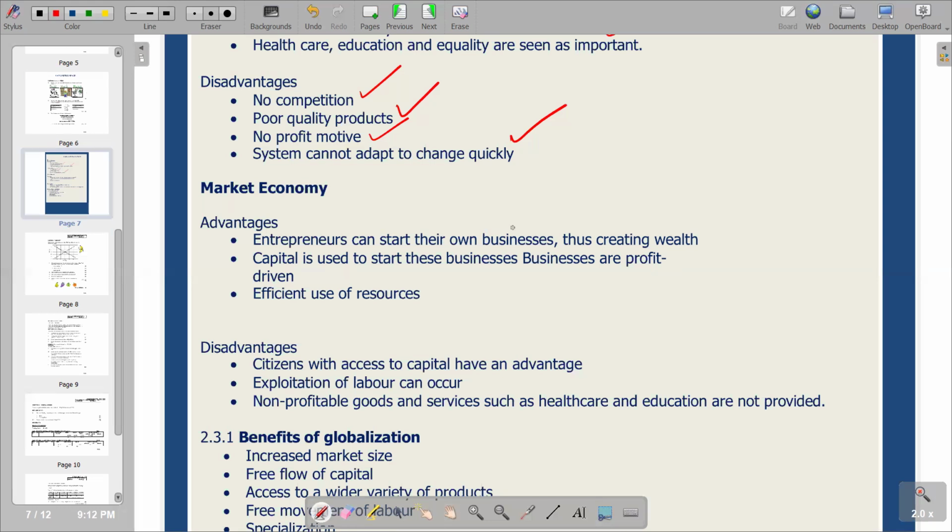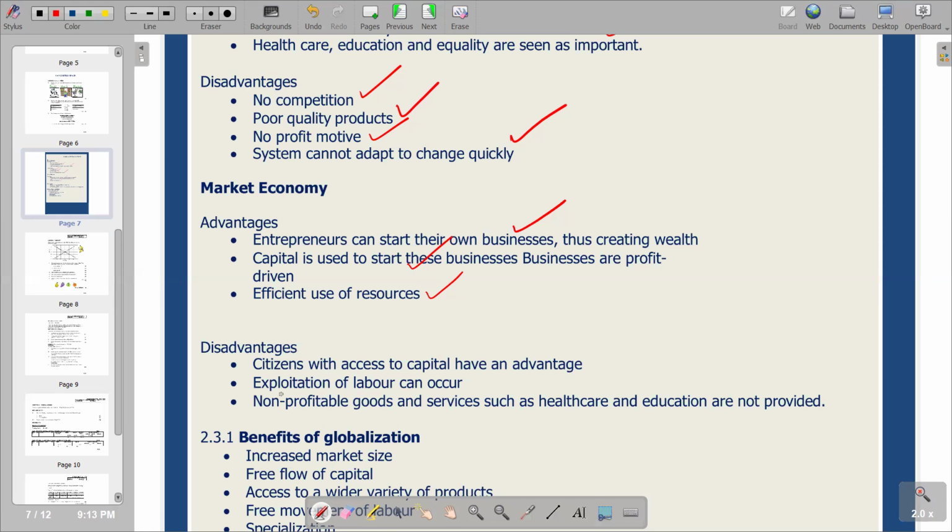And then our second point is that capital is used to start these businesses. Profits are driven. And then the last one is efficient use of resources. We have explained the issue of efficiency. It also emanates from competition, that they're competing with one another. Through that competition, there is a motive to maximize profits, and through that motive, there is efficient utilization of resources so that they maximize their profit. So basically, that's what we have.